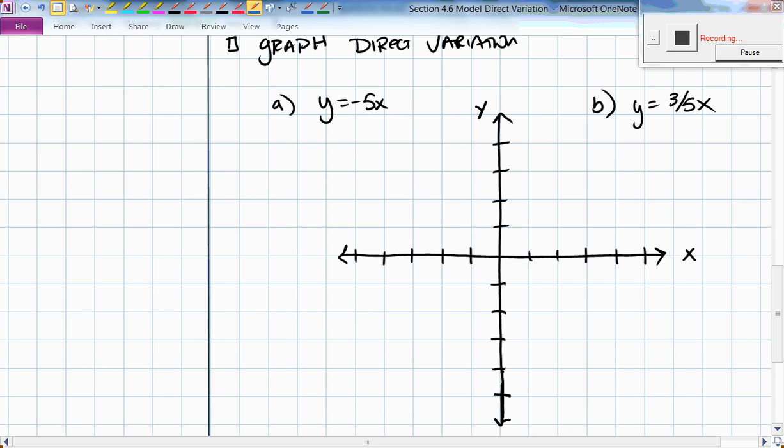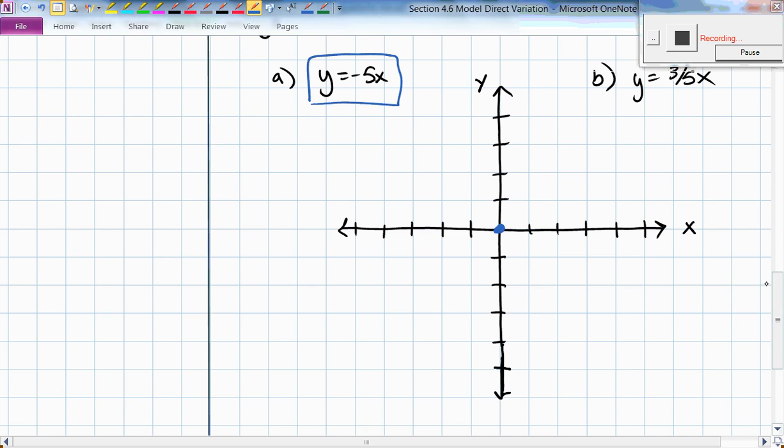So what's the y-intercept for this first one here? We do this one in blue. What's the y-intercept? 0. So you should have a dot at 0. And then, what's the slope? Down 5. 1, 2, 3, 4, 5 to the right 1 unit. Now, you can draw the line.